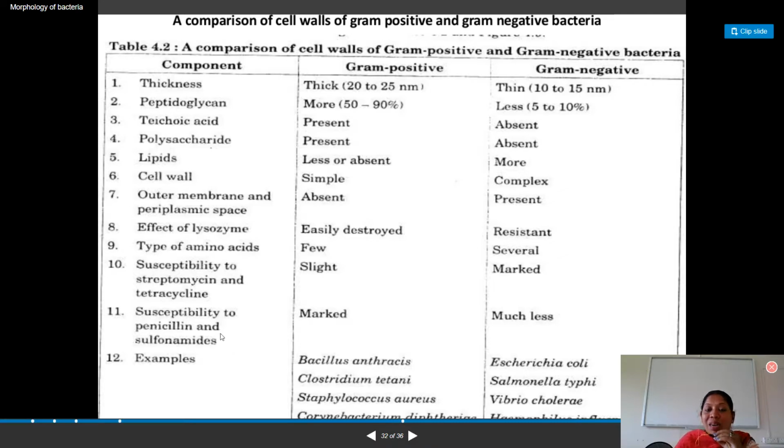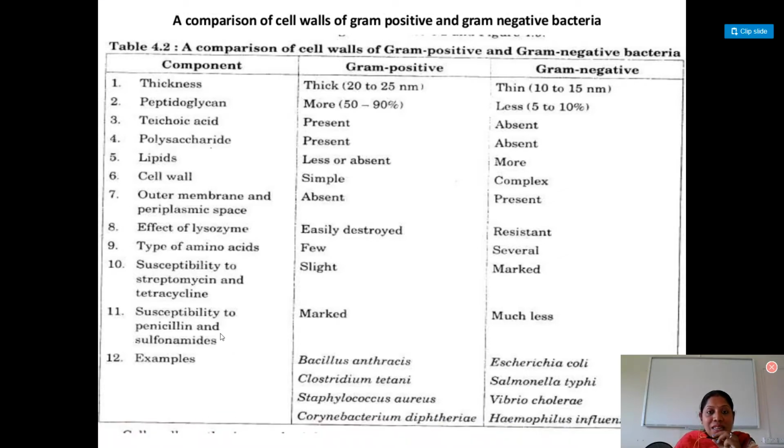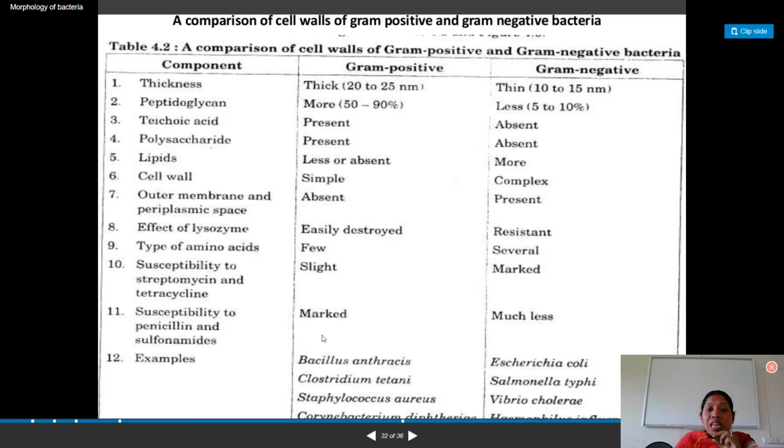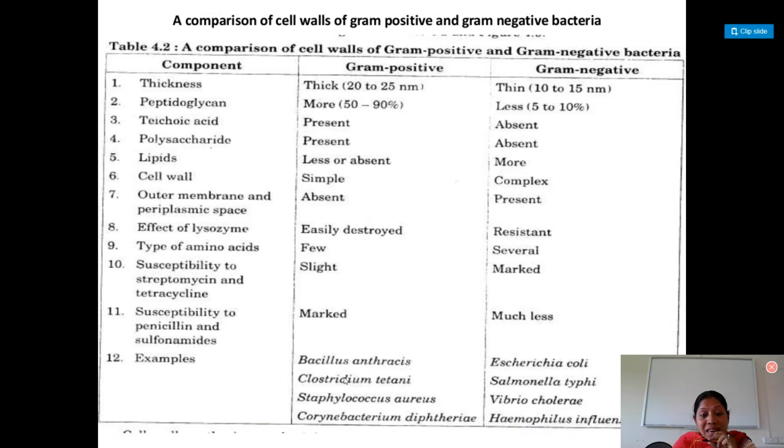Susceptibility to antibiotics like penicillin and sulfonamides, yes, it is effective in gram positive but very less in case of gram negative. Examples, you can remember gram positive organisms like Bacillus anthracis, Clostridium tetani, Staphylococcus aureus, Corynebacterium diphtheriae, whereas gram negative, Escherichia coli, which we call E. coli, Salmonella typhi, Vibrio cholerae, Haemophilus influenzae.